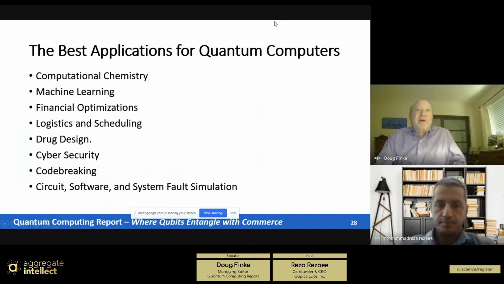Other applications: one of the things that people are working on very hard is called computational chemistry. We're all hearing about COVID and COVID vaccines and how you can design a COVID vaccine.